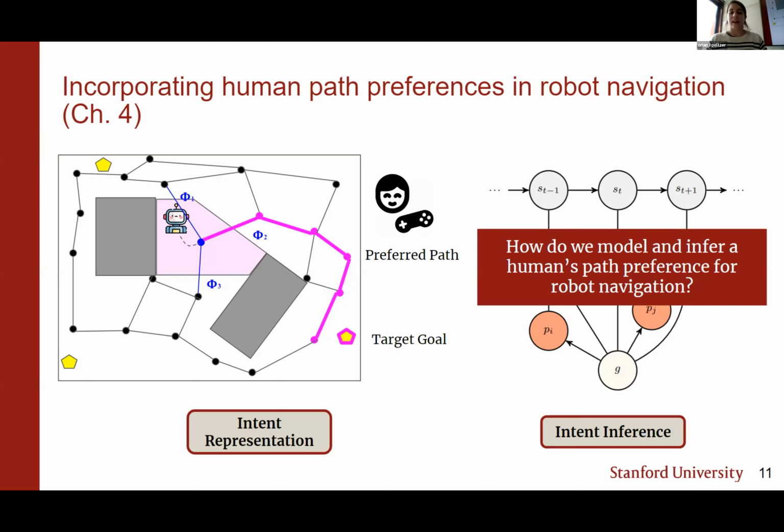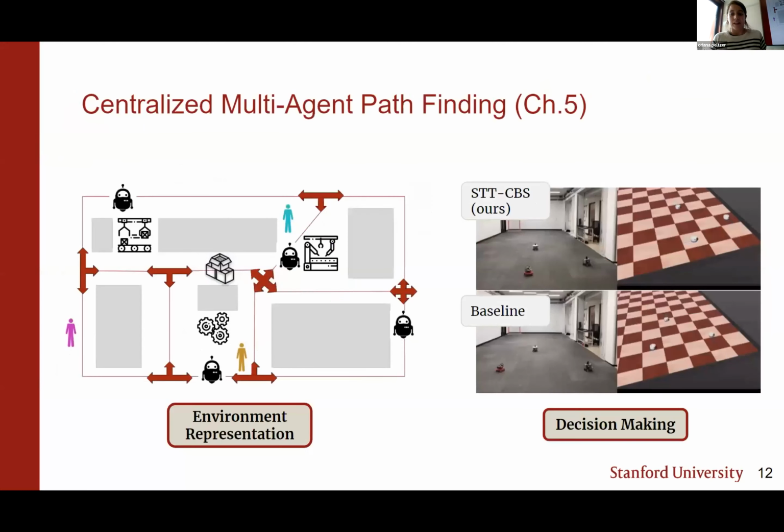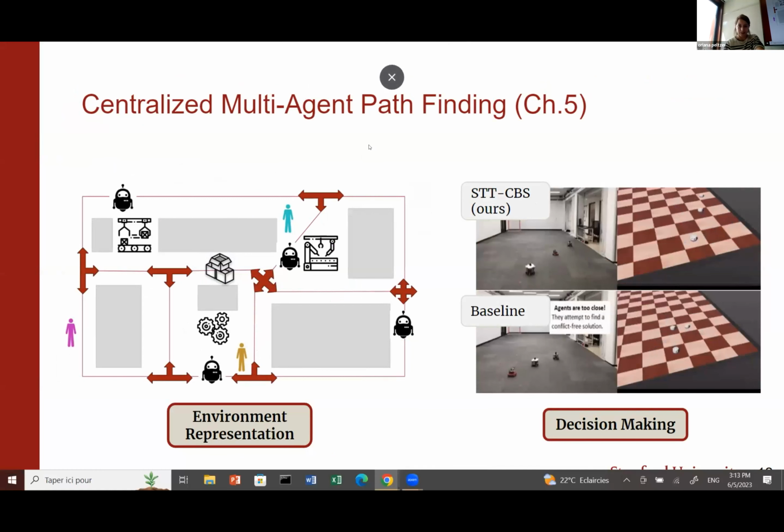The question we're going to ask here is, how do we model and infer a human's path preference from indications in robotic navigation? And the final area, which I'm not going to talk about, is centralized multi-agent pathfinding. Sorry, I should remove this.